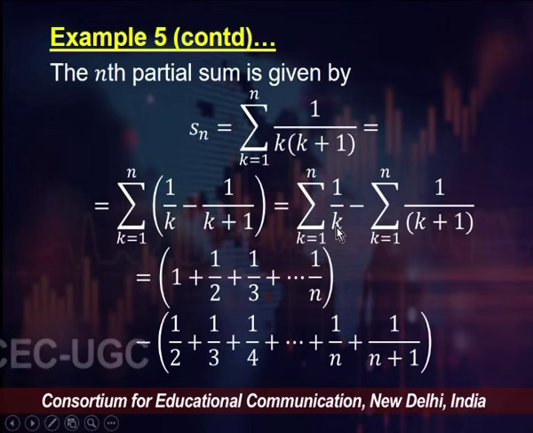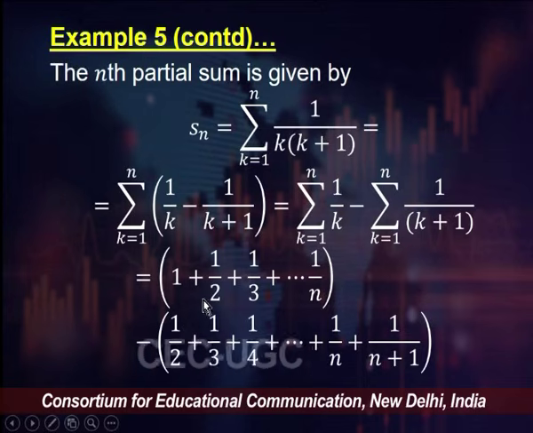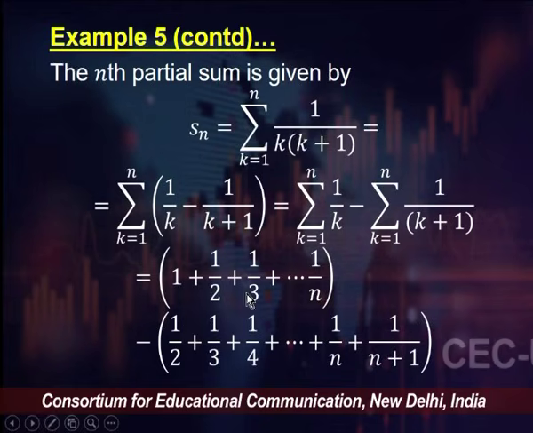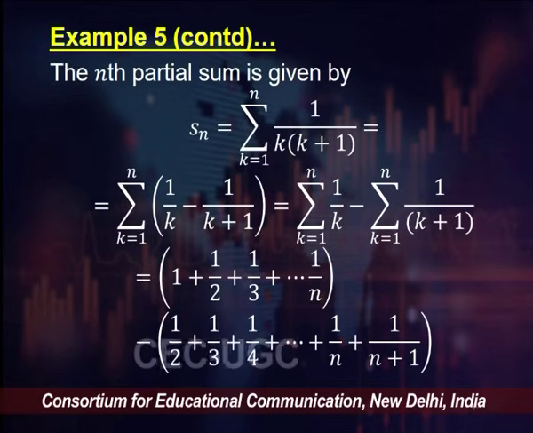So when I have summation 1 by k, where k goes from 1 to n, this I can write as 1 plus half, where k is 2, plus 1 by 3 when k is 3, and so on till 1 by n when k is n. Similarly, 1 by k plus 1, when k is 1, you will get half. So we are going to subtract off this sum, half, and when k is 2, I have 1 by 3 plus 1 by 4 and so on till 1 by n plus 1 by n plus 1.